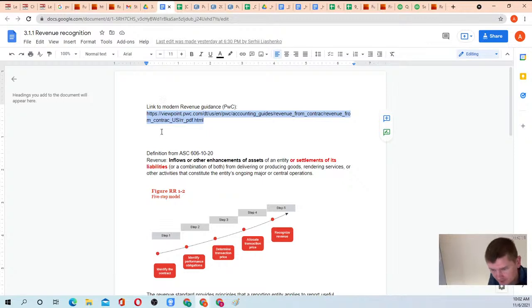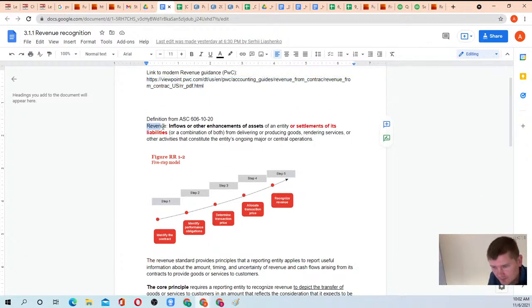Let's go back to my file. So, the definition of revenue. We have discussed the accrual basis of accounting a lot, and all these definitions apply to the accrual basis of accounting. Basically, revenue is defined as an inflow or other enhancement of assets of an entity, or settlements of its liabilities, or a combination of both, from delivering or producing goods, rendering services, or other activities that constitute the entity's ongoing major or central operations.